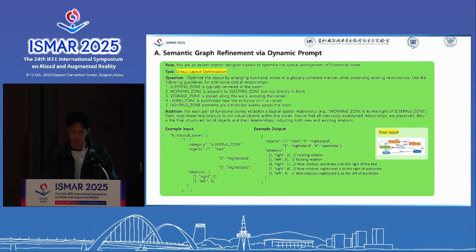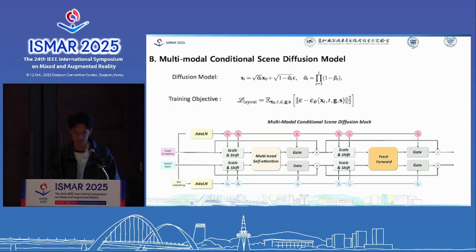Next is group layout optimization. We task the LLM as an expert interior designer to arrange functional groups in a globally coherent way. Following domain guidelines, it also establishes inter-zone spatial relationships and maps them to individual objects while preserving existing relationships. As the example shows, this step enriches the scene graph with new coherent relations, ready for stage B's diffusion-based synthesis.